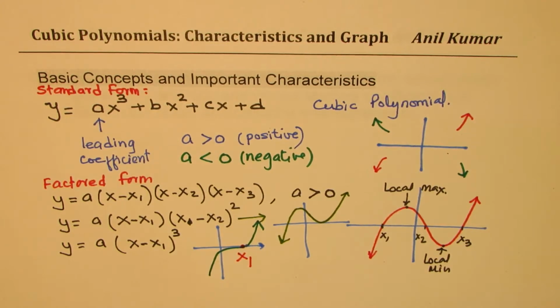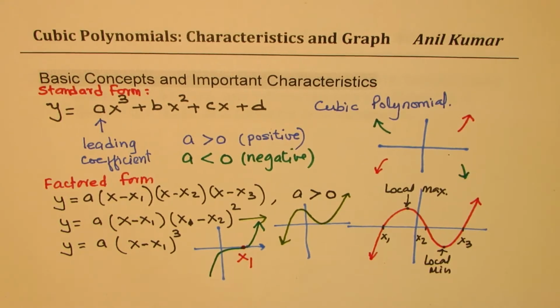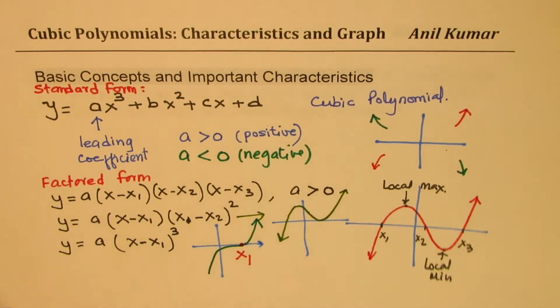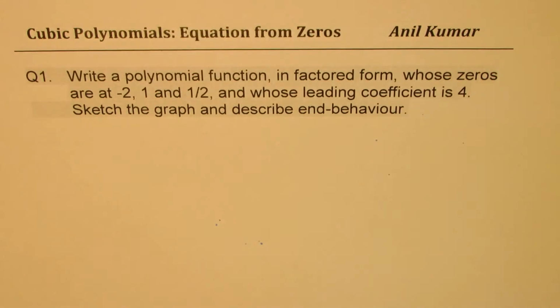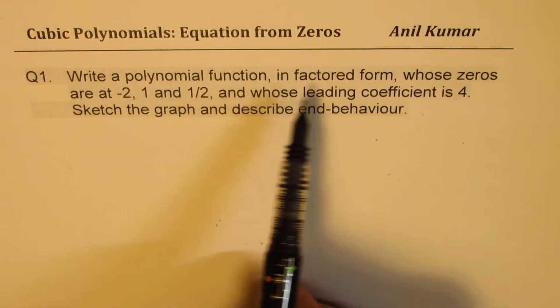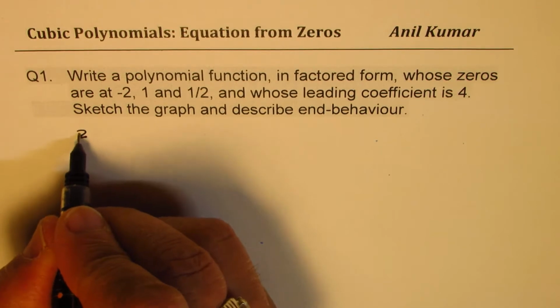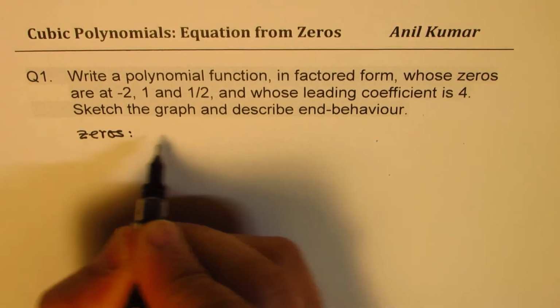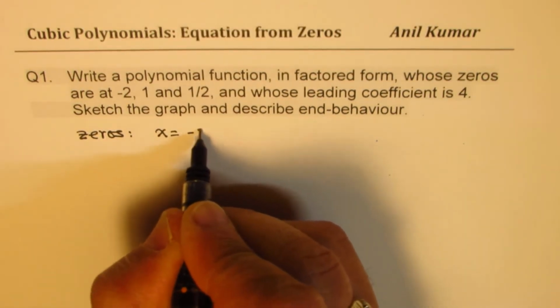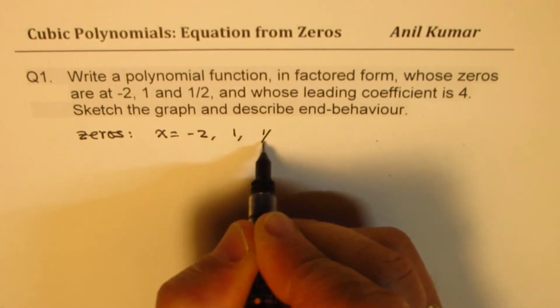Now we'll keep these things in mind while answering our questions. So I hope the concept is clear, right? So let's get back to our questions and answer them one by one. The very first question here is to write a polynomial function in factored form whose zeros are given in this case at x equal to minus 2, 1 and half.